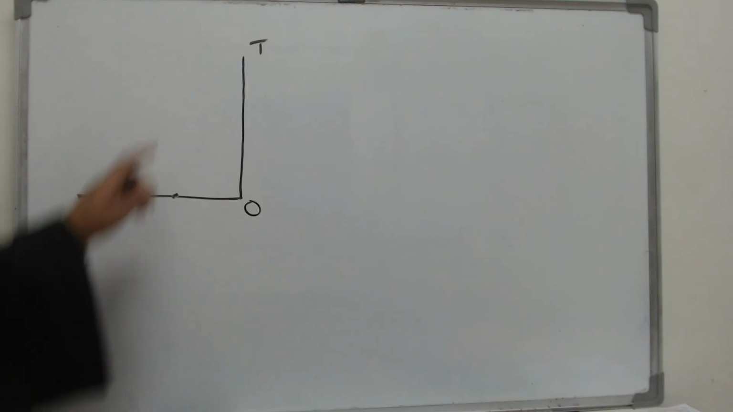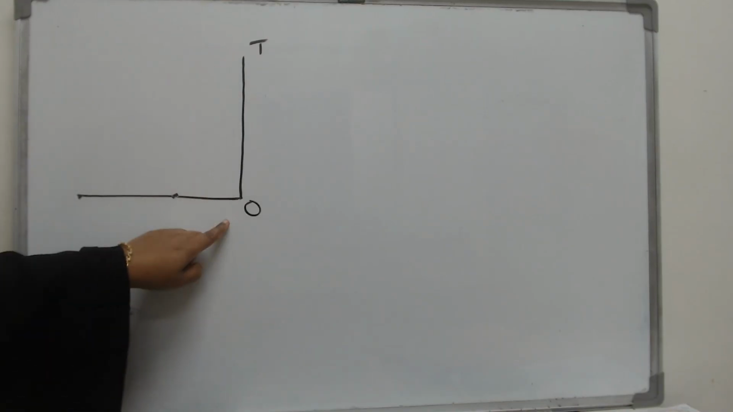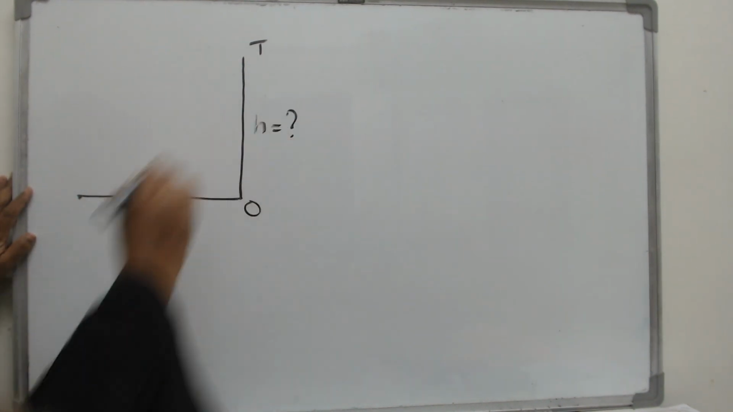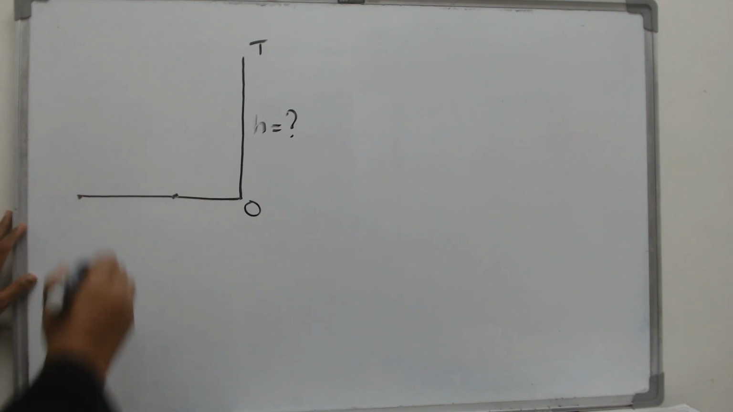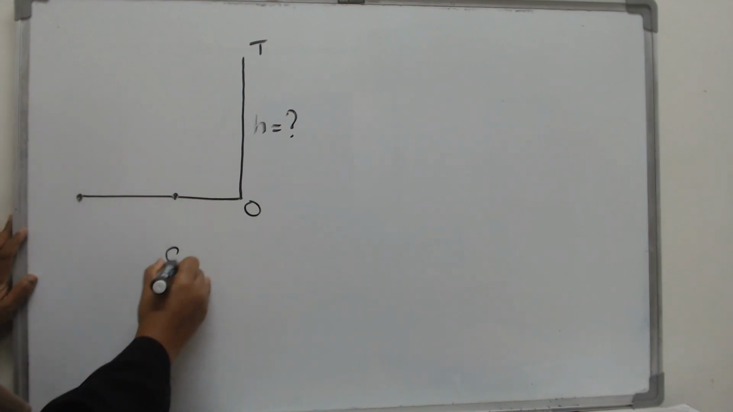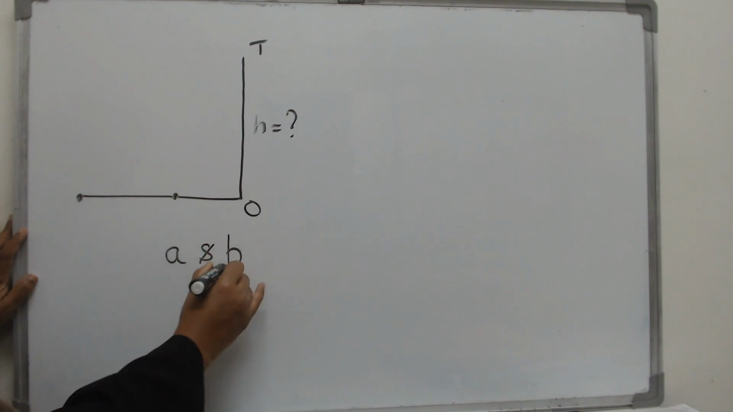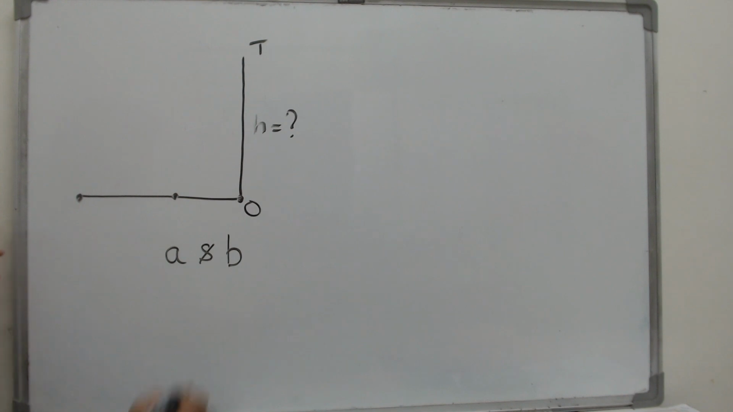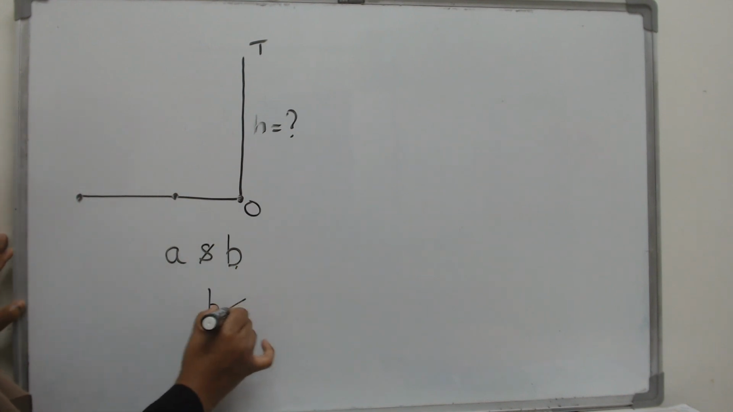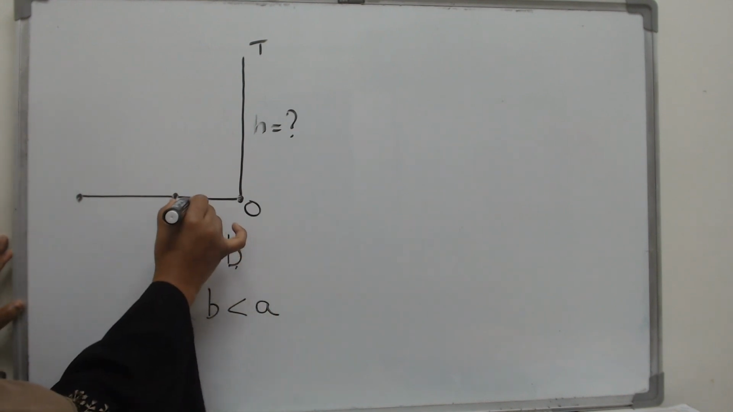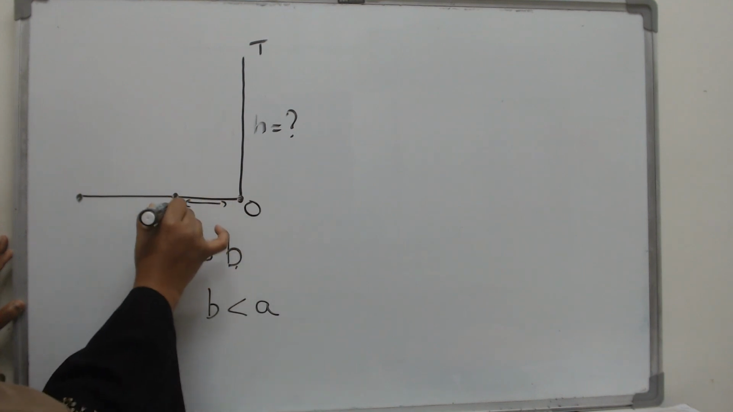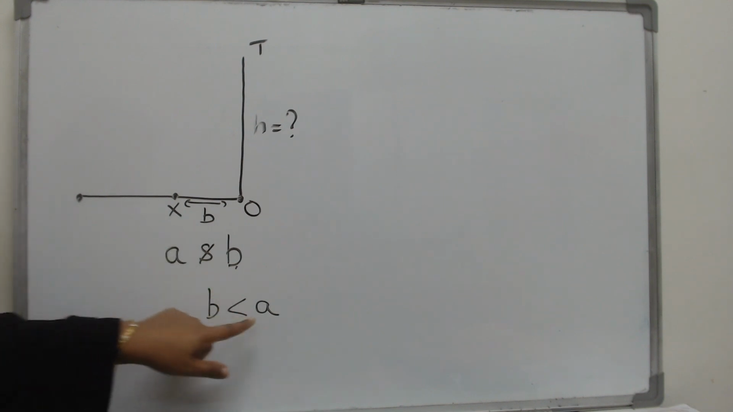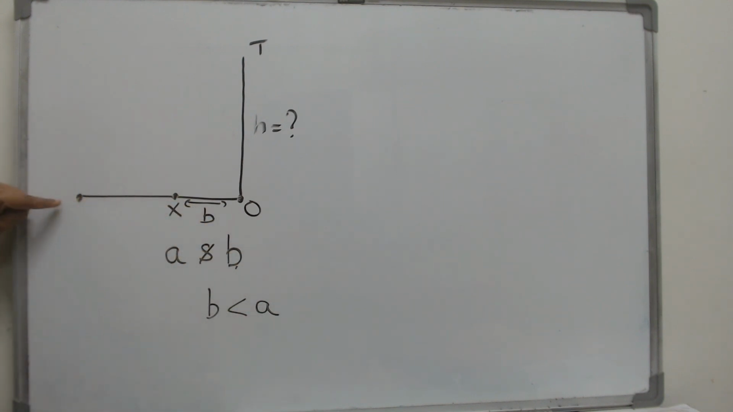Here we have a tower OT. We need to find the height of this tower. Now what we are given is 2 points at distances A and B from the foot of the tower, and there is one important information given. This B is less than A. That means this much distance. If I name this point X, then OX will be B and A is greater, right? So A will be further here.